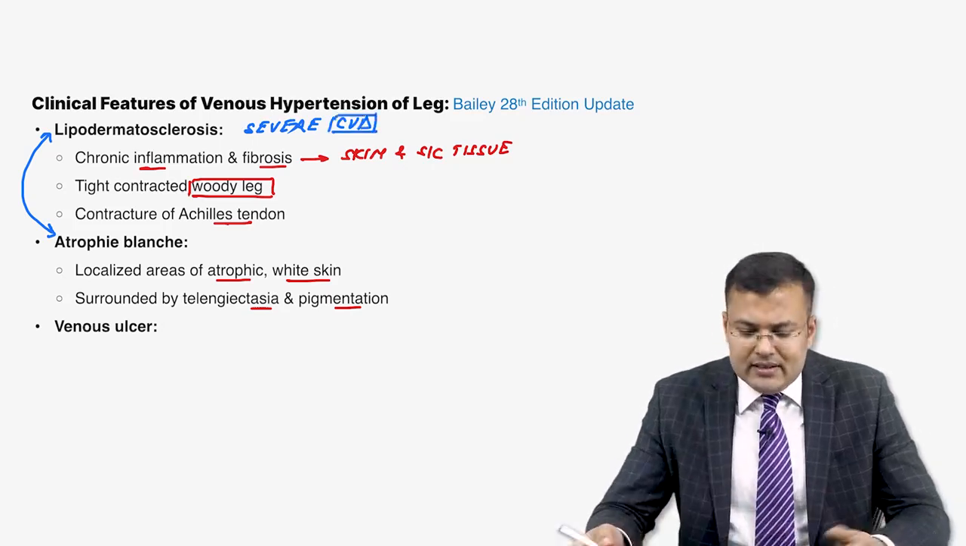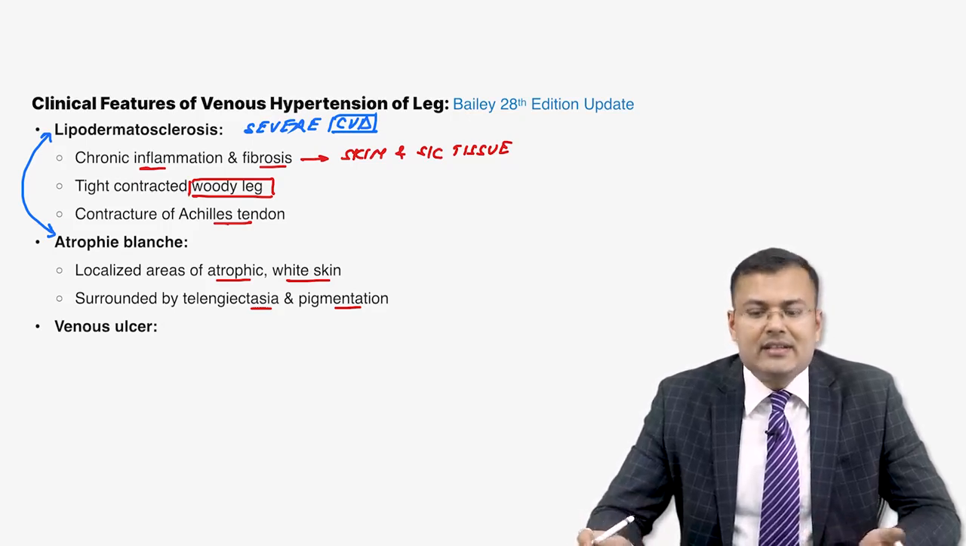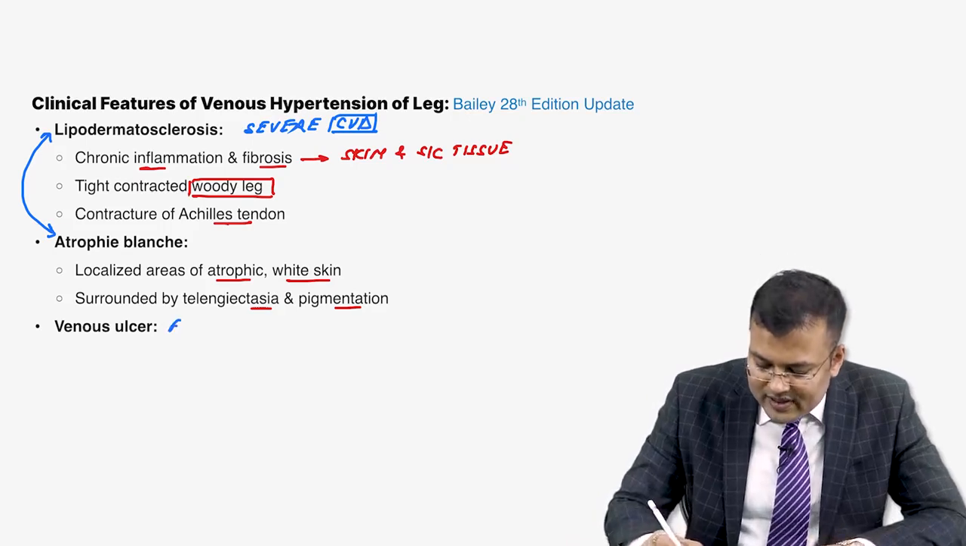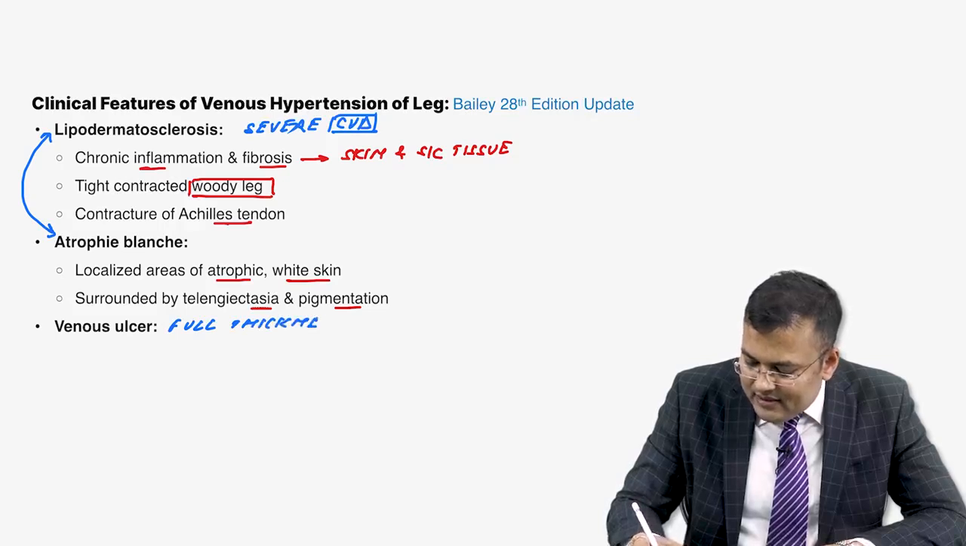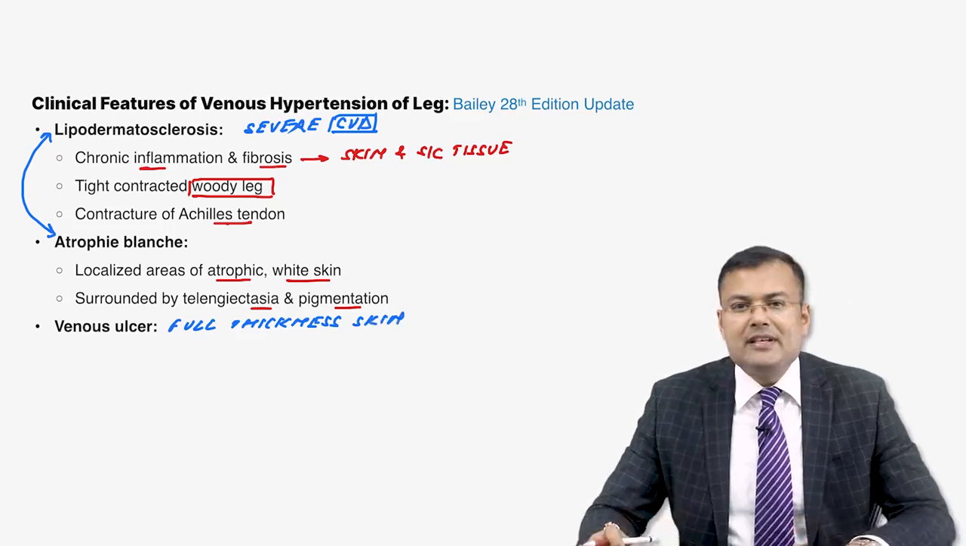Clear? Next, venous ulcer. You know that whenever there is full thickness skin loss around the ankle, there is a venous ulcer. It is because of full thickness skin loss. So that's the venous ulcer.